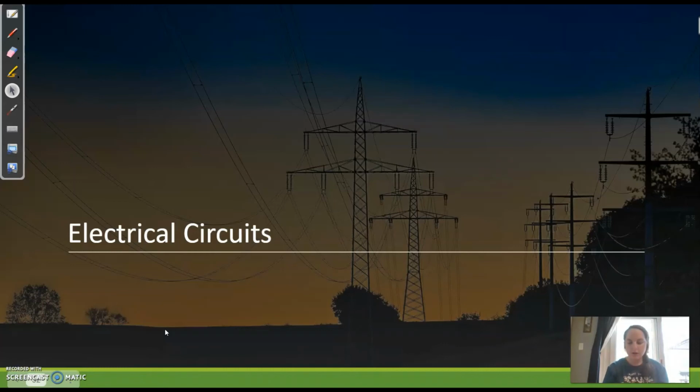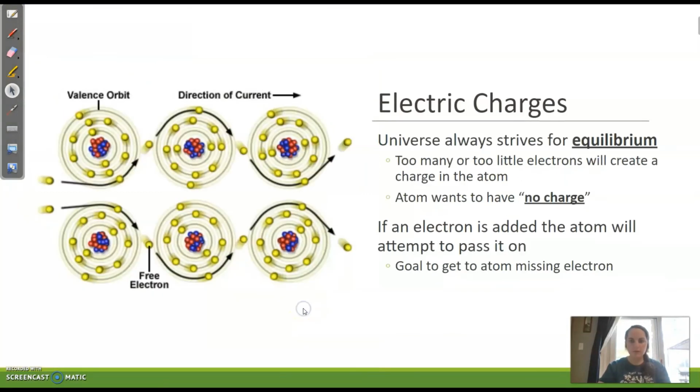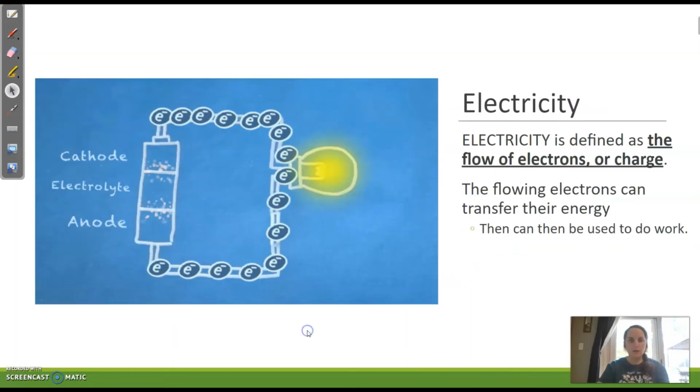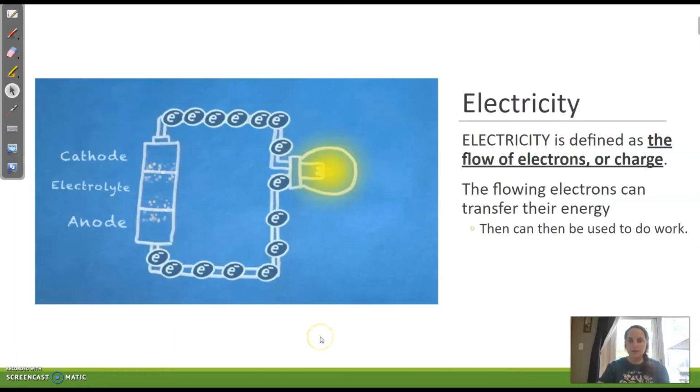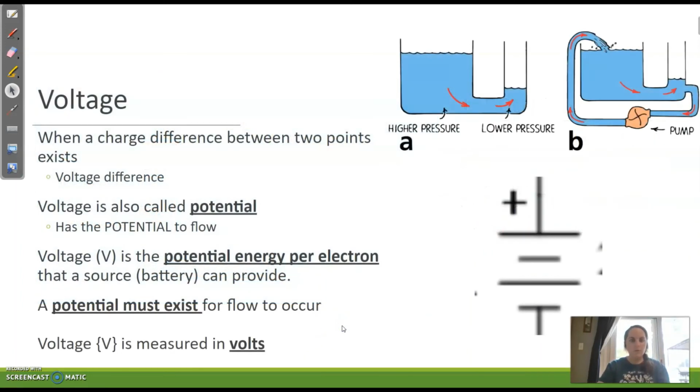All right, so let's talk about electrical circuits. So again, this is all from the ideas of our electric charges, that our atoms are made up of electrons, protons, and neutrons. They're all striving to have no charge. And so when a new electric charge is presented to the atom, it's going to try to move it along or pass it along. And so what this passing along is electricity. It's the flow of your electrons or your flow of charge. And so with our ideas of our electric circuits, we have voltage, we have current, we have resistance.